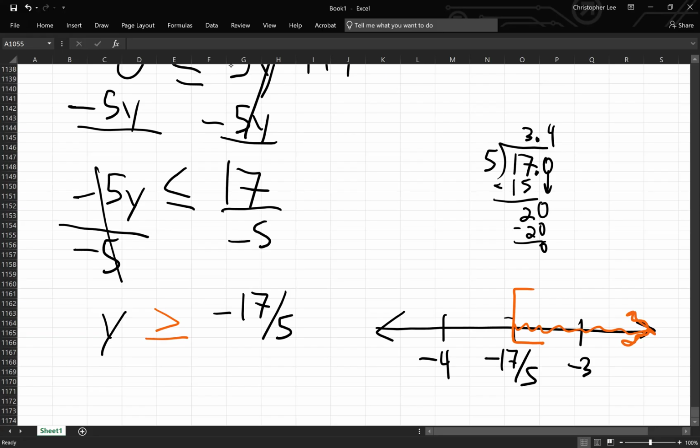Let's talk about interval notation. This is going to be open bracket negative 17 over 5, comma, infinity, close parentheses. And that's it. Right? Nothing complicated. Questions on this? Or this made sense?